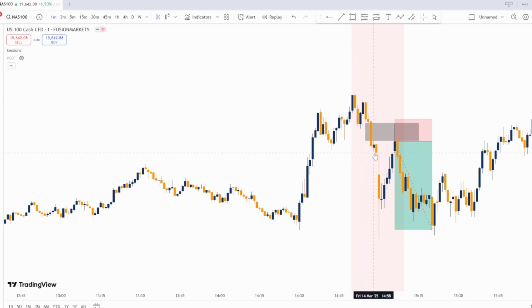Now, this setup is not going to happen every day. It might not even happen every week. You might only get it 2 or 3 times a month. But if you do get it, it's an incredibly high quality, high likelihood setup that you should always take if you have learned to spot it correctly.